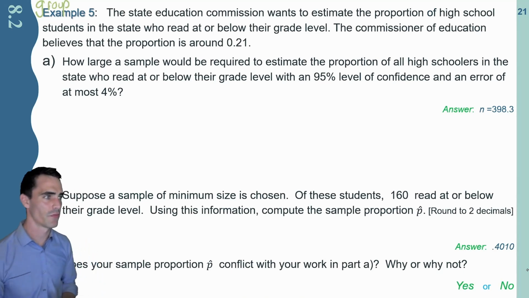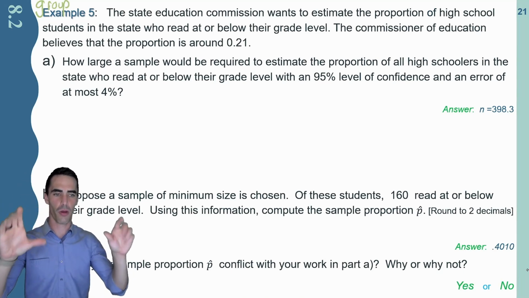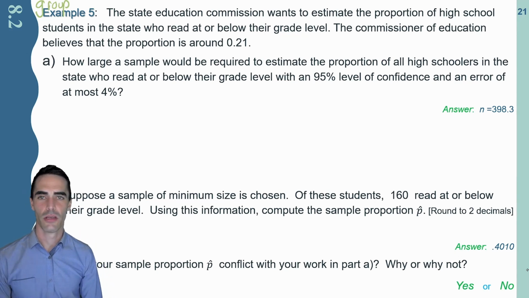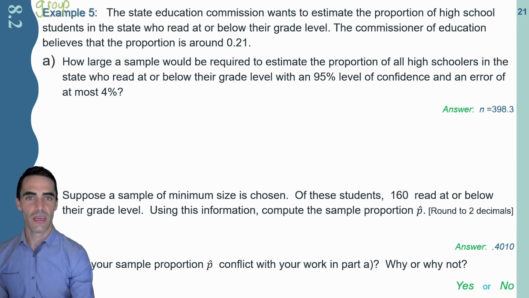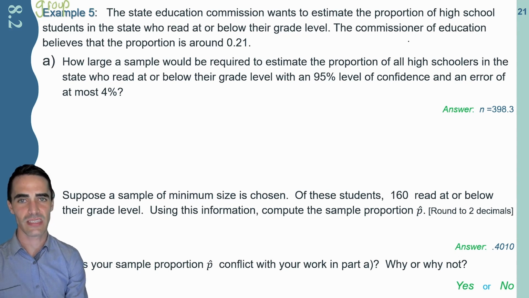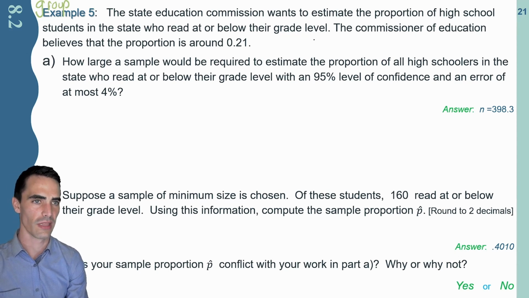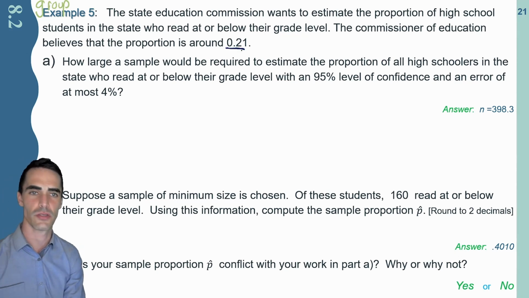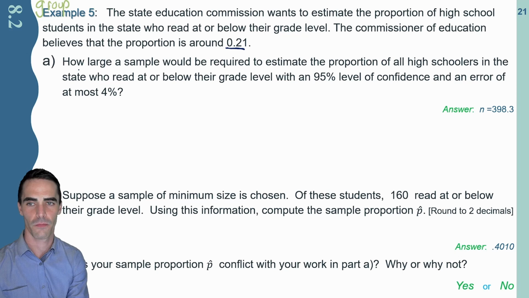Let's look at a confidence interval, but let's start with the good part of, look, how many people should I talk to? And that's what this example starts with. The State Education Commission wants to estimate the proportion of high school students in a state who read at or below their grade level. The Commissioner of Education believes that the proportion is around 21% or 0.21. This is how we'll start.